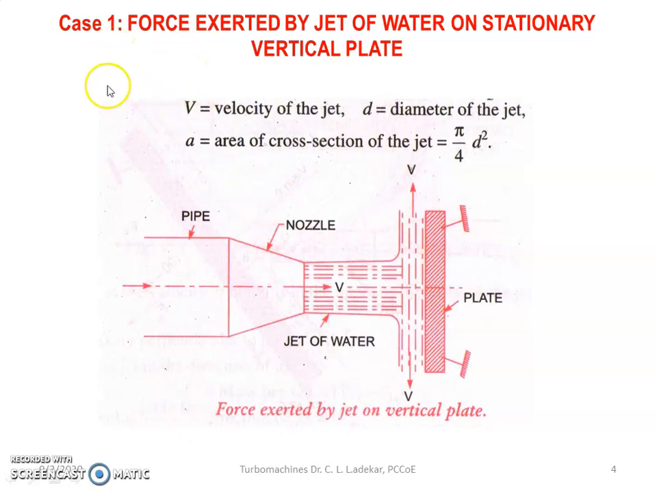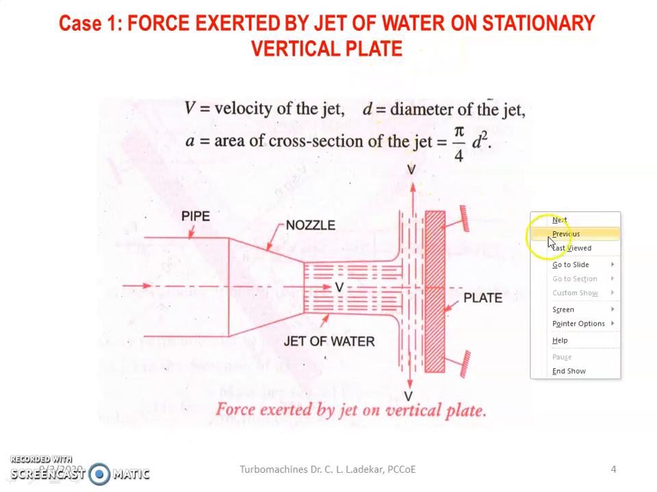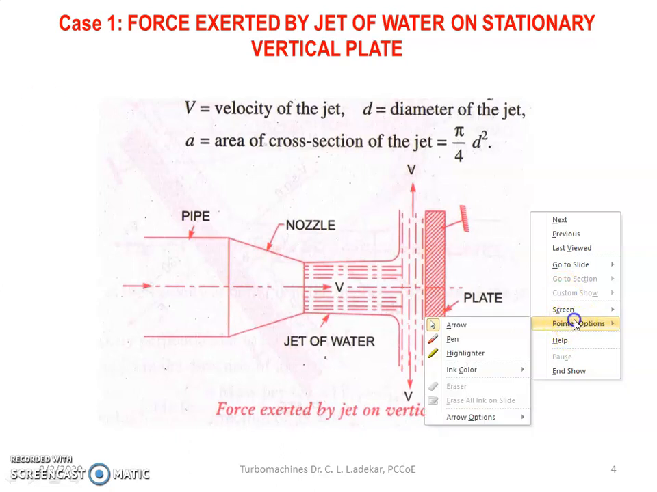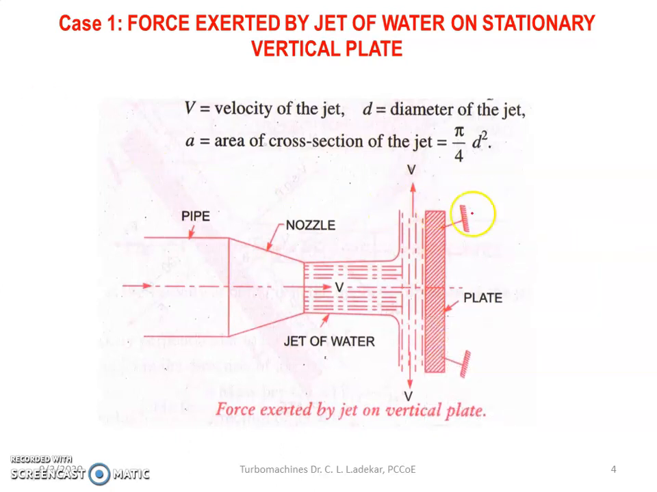Now we'll see case number 1, wherein force is exerted by a jet of water on a stationary vertical plane. In this case we have a setup like this. I'll explain the theory first. We have a plate like this, and here our jet is going to exert a force in this direction with velocity v. The plate is stationary.